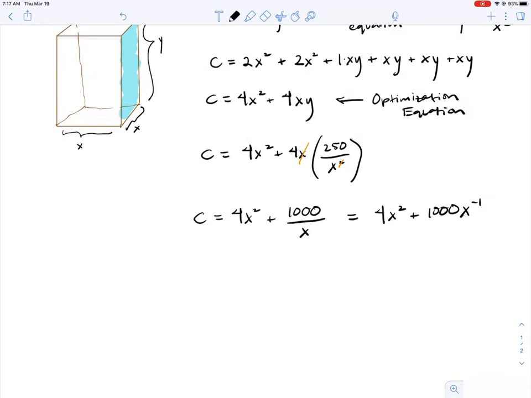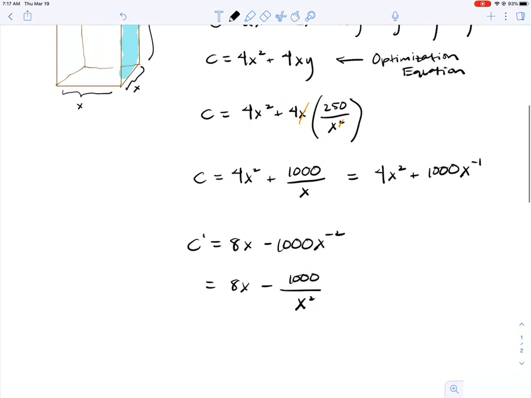So now we're ready to take the derivative of our optimization equation so that we can find the critical values. So C prime will be 8x minus 1000 times x to the negative second. Rewriting that without the negative exponents. And then remember, to find the critical values, we're looking for where the derivative is equal to 0 and where it's undefined.